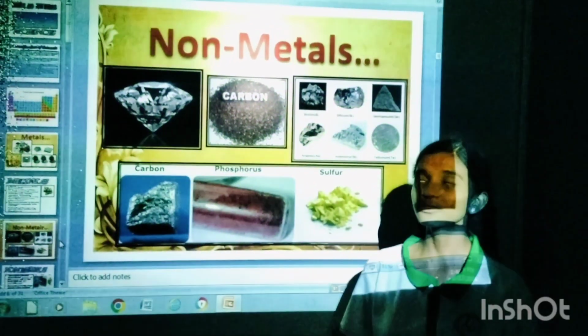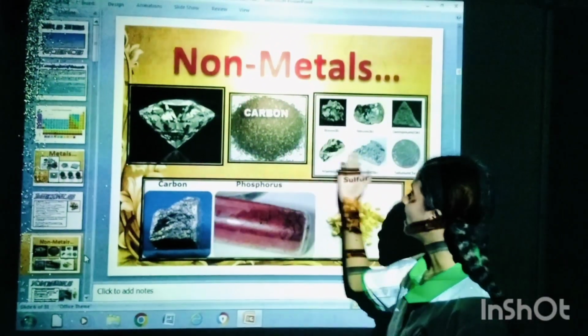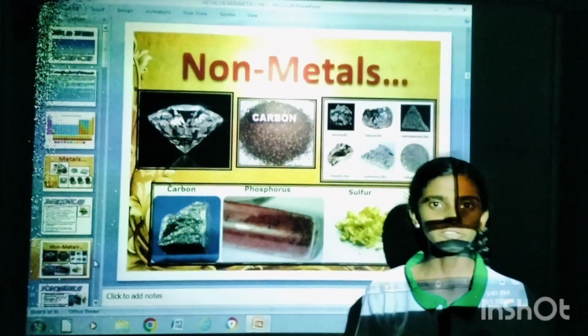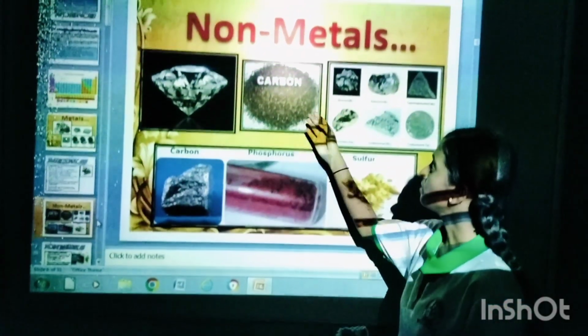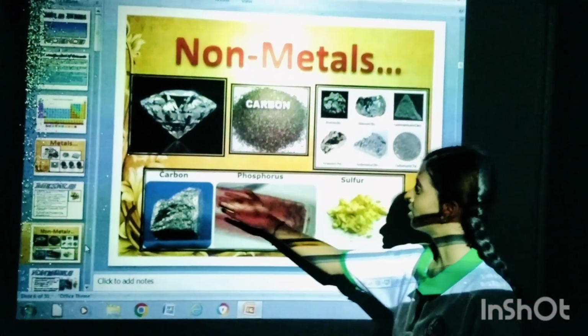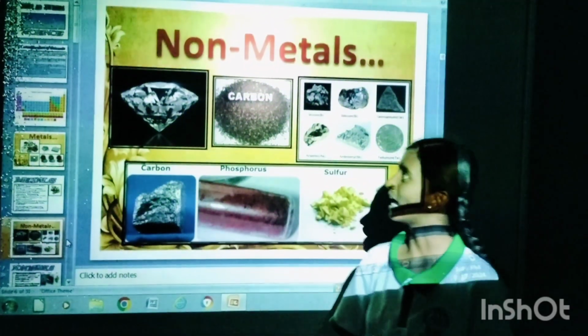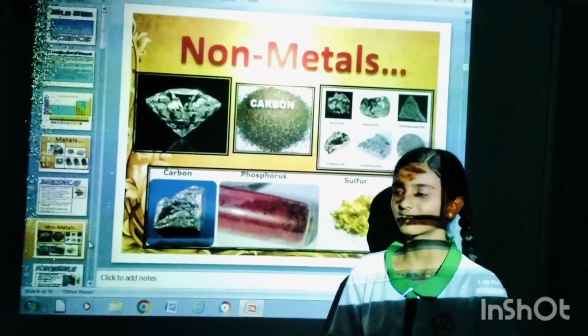My next topic is non-metals. Some of these we use in our daily life, some not. Examples are carbon, phosphorus and sulfur. These are the examples of non-metals.